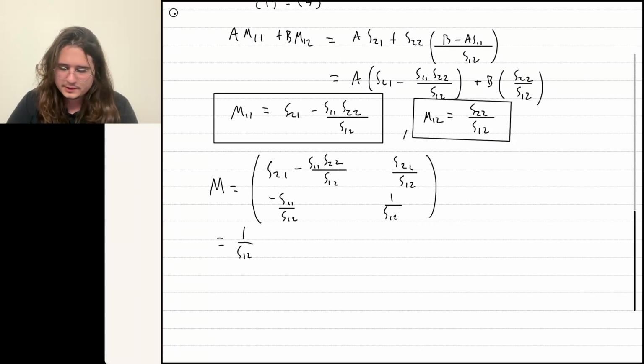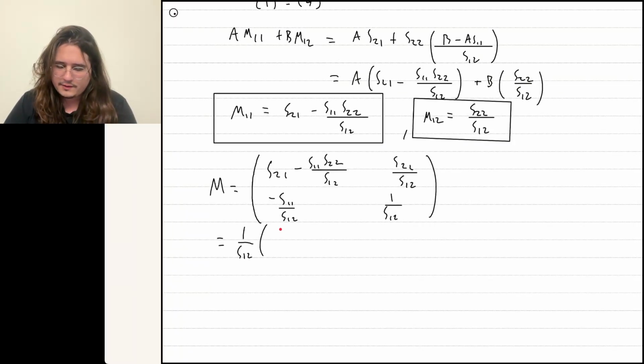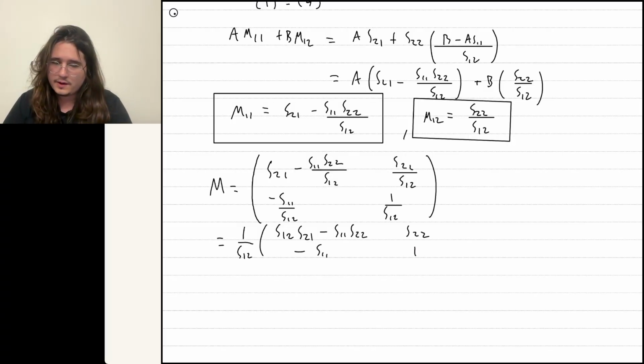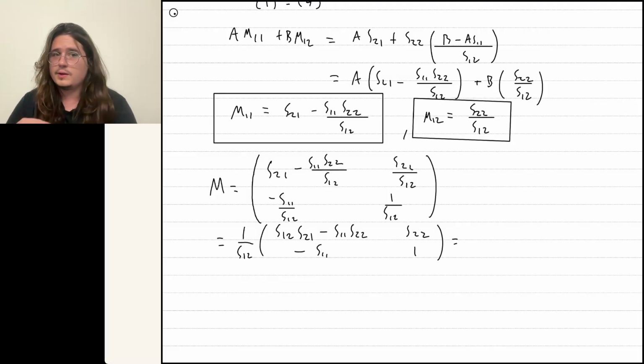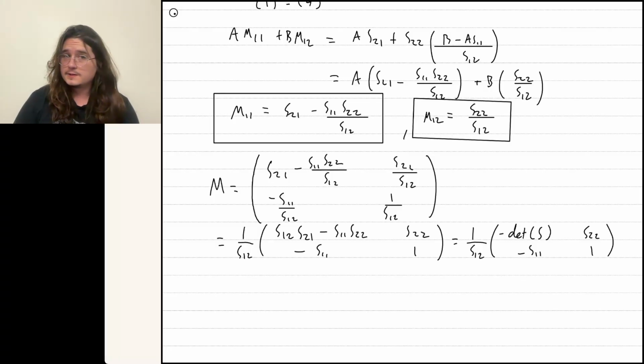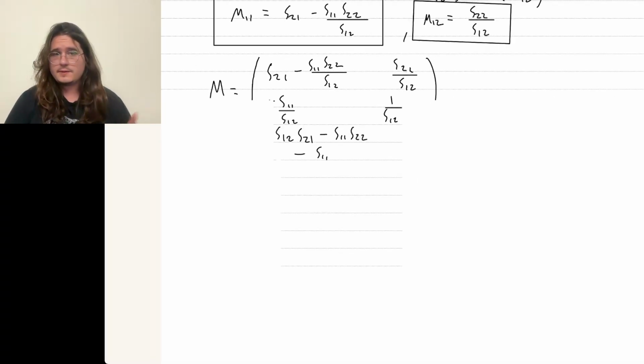Fantastic. If you factor out 1 over S12, something magical happens. So now you have S12 S21 minus S11 S22, S22, minus S11, and 1 down here. That stuff in the top left element is just minus the determinant of S. So it's 1 over S12 times the matrix minus determinant of S, S22, minus S11, 1. So pretty nice, right?